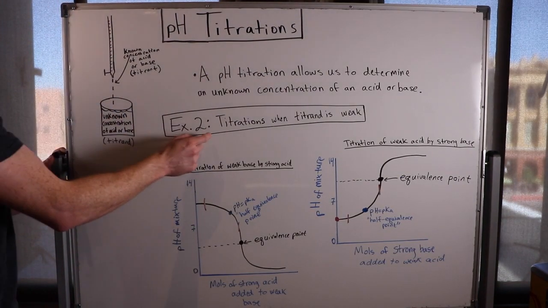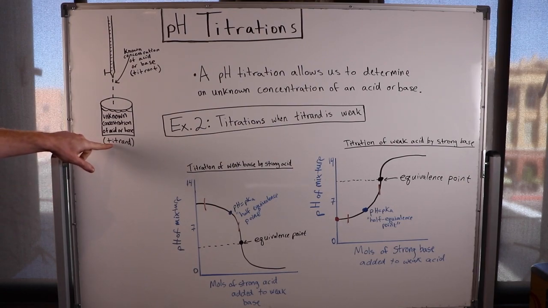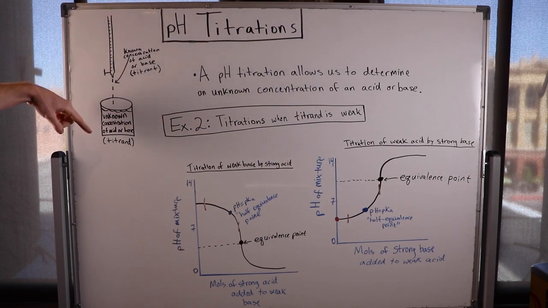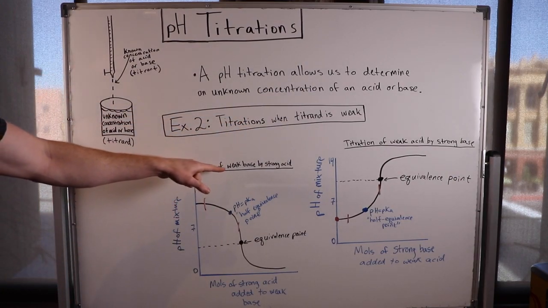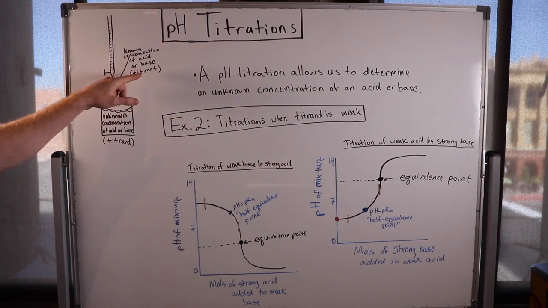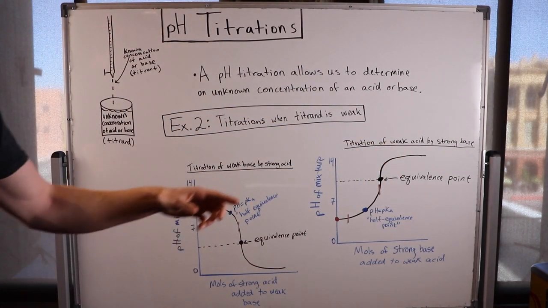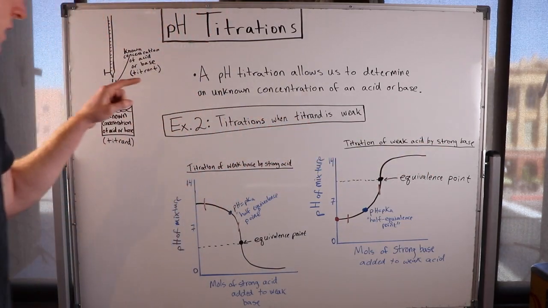Okay, in this second example, I want to talk about titrations when the titrand is weak. So remember, in the first example, our titrand was a strong base. It was NaOH, and then the titrant was HCl. So it was a strong base being titrated by a strong acid. So here the two scenarios that you have are either you can have a titration of a weak base, that's your titrand, by a strong acid, that's your titrant, or you can have titration of a weak acid by a strong base. So weak acid would be your titrand, and your strong base would be your titrant.